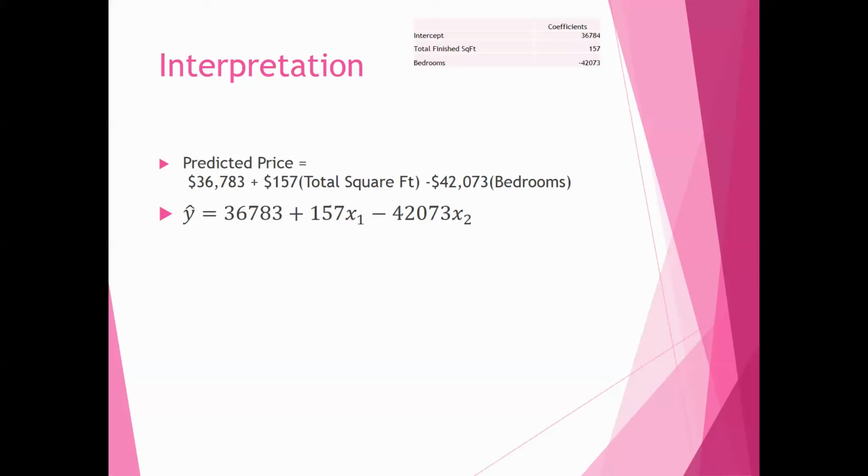It's kind of curious. It looks like the more bedrooms it has, the cheaper it costs, minus 42,073. Why might that be? See if you can puzzle it out. Why would more bedrooms mean lower price?